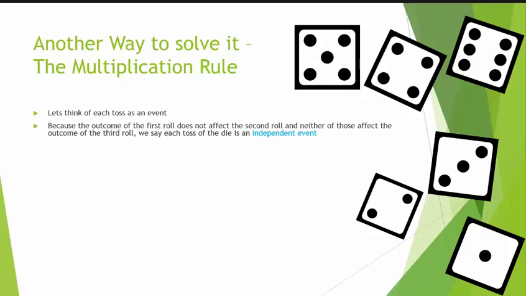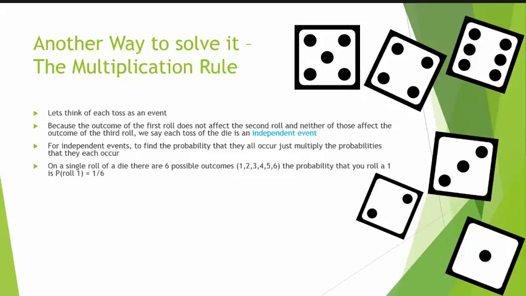independent event. So the fact that you got a 2 on the first roll is not going to in any way affect whether you get a 2 on the second roll or the third roll. So for independent events, to find the probability that they all occur, you just multiply the probabilities that they each occur. In this case, on a single roll of a die, there are 6 possible outcomes, just like the picture shows. And the probability that you roll a 1 is 1 out of 6.